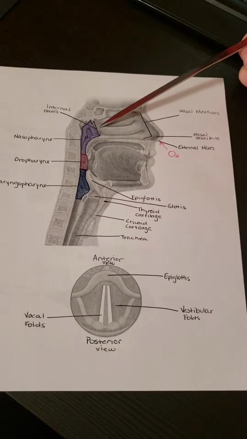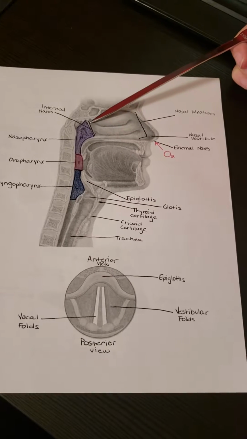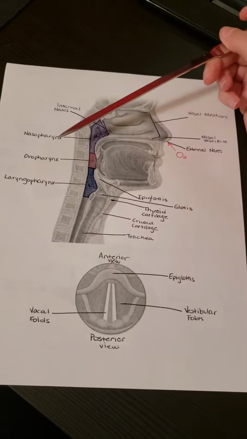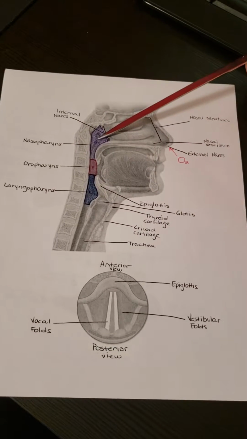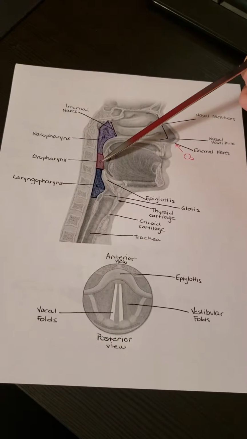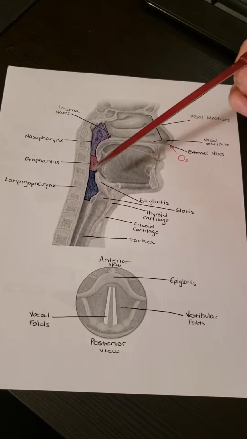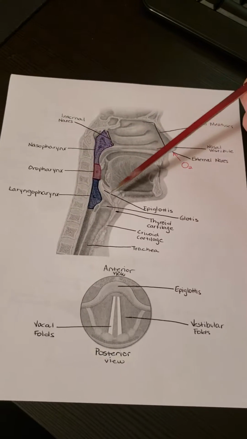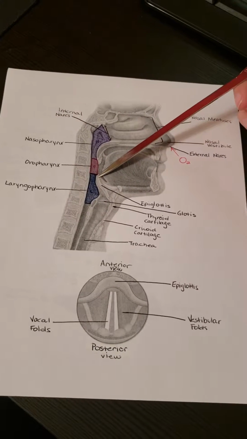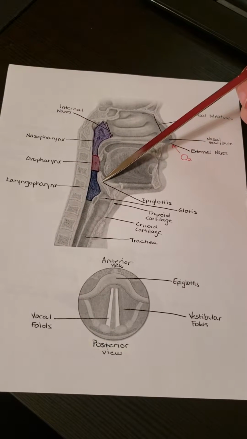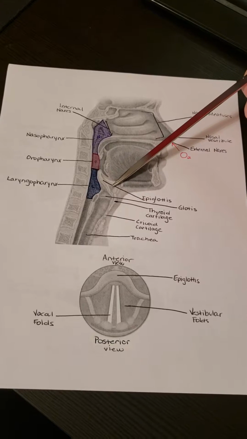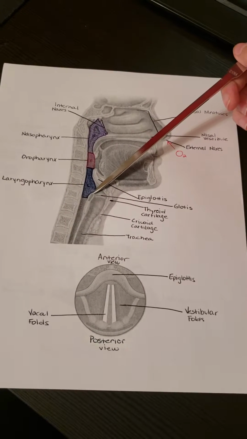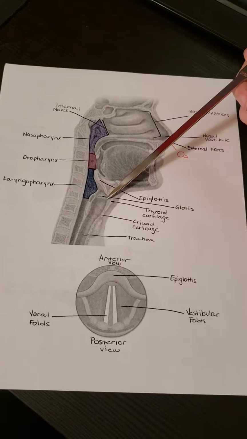This section right here is the internal nares, right before we move into the pharynx, which is made up of 3 parts. In purple we have the nasopharynx, in pink is the oropharynx, and in blue we have the laryngopharynx. So this kind of lid looking structure here is the epiglottis. When we swallow, these muscles pull and it closes over the trachea here.